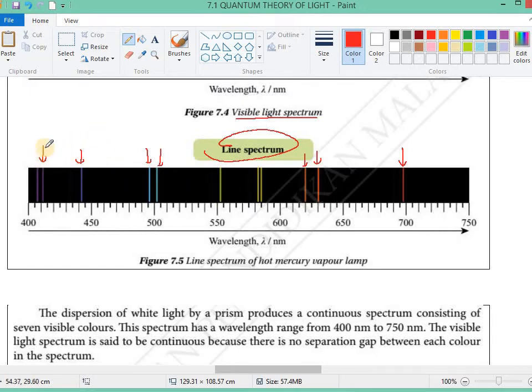From the line spectrum we can identify what elements are available inside a certain object, and astronomers can also know what kind of elements exist on planets that are very far away. Without going to the planet, they can know what elements the planet contains. Does it contain oxygen, carbon dioxide, or whatever?